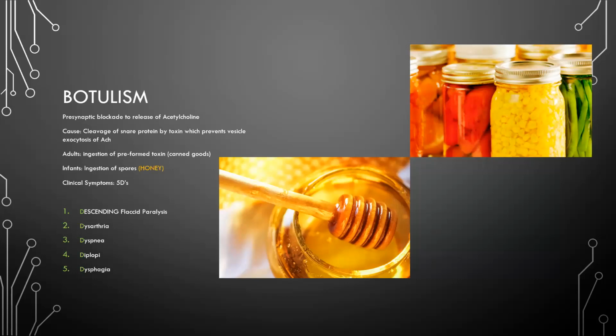So the big thing you would want to look for with infants is ingestion of spores, and the big thing there is honey. So that's the key thing: ingestion of spores, whereas in adults, it's going to be preformed toxin. So that's a key difference. So canned goods.